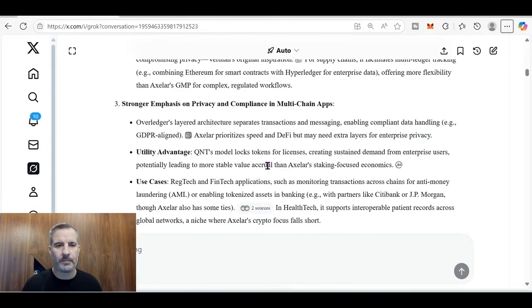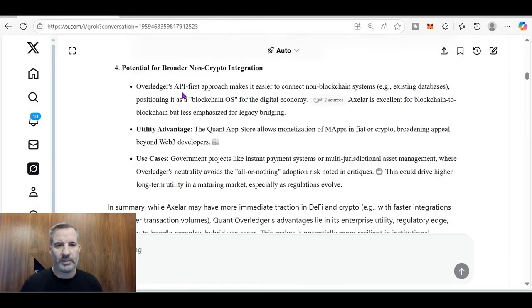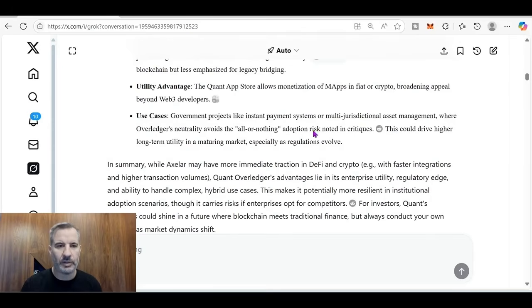creating a huge demand for the token. So number 4 is the Overledger's API-first approach makes it easier to connect non-blockchain systems, like I was telling you, and the use cases, government projects like instant payment systems or multi-jurisdictional asset management, where Overledger's neutrality avoids the all-or-nothing adoption risks noted in critiques. This could drive higher long-term utility in maturing markets, especially as regulations evolve.